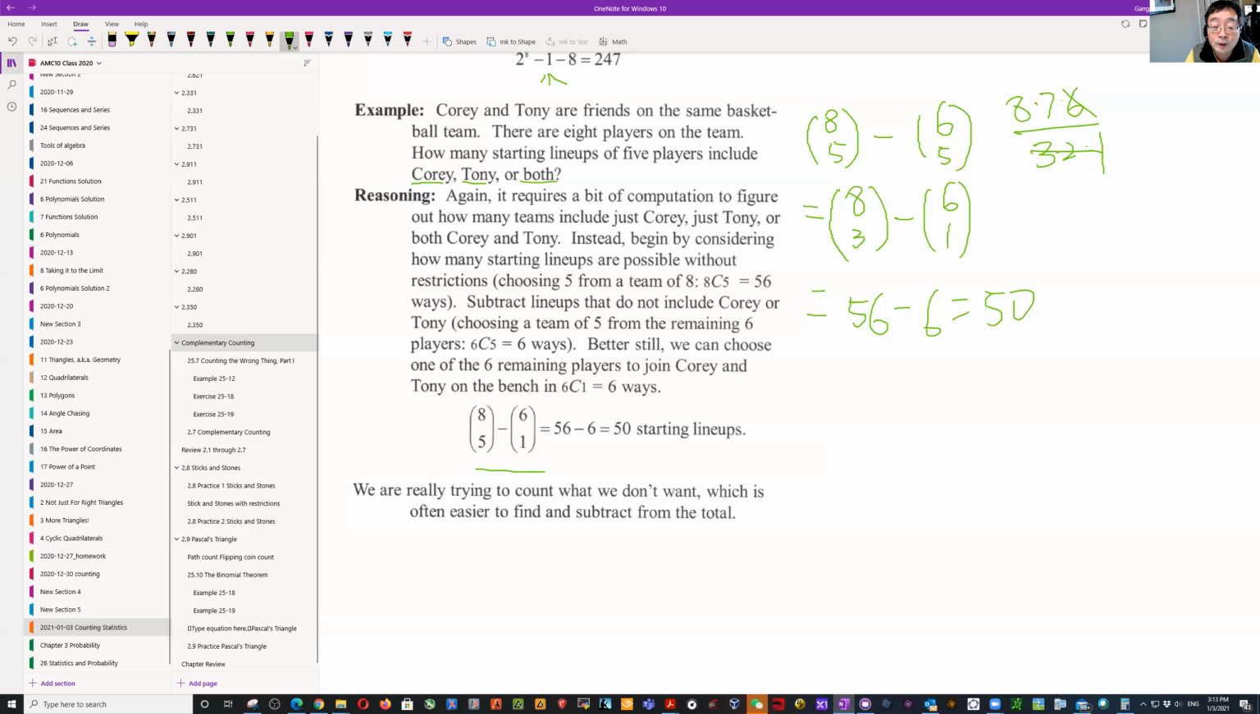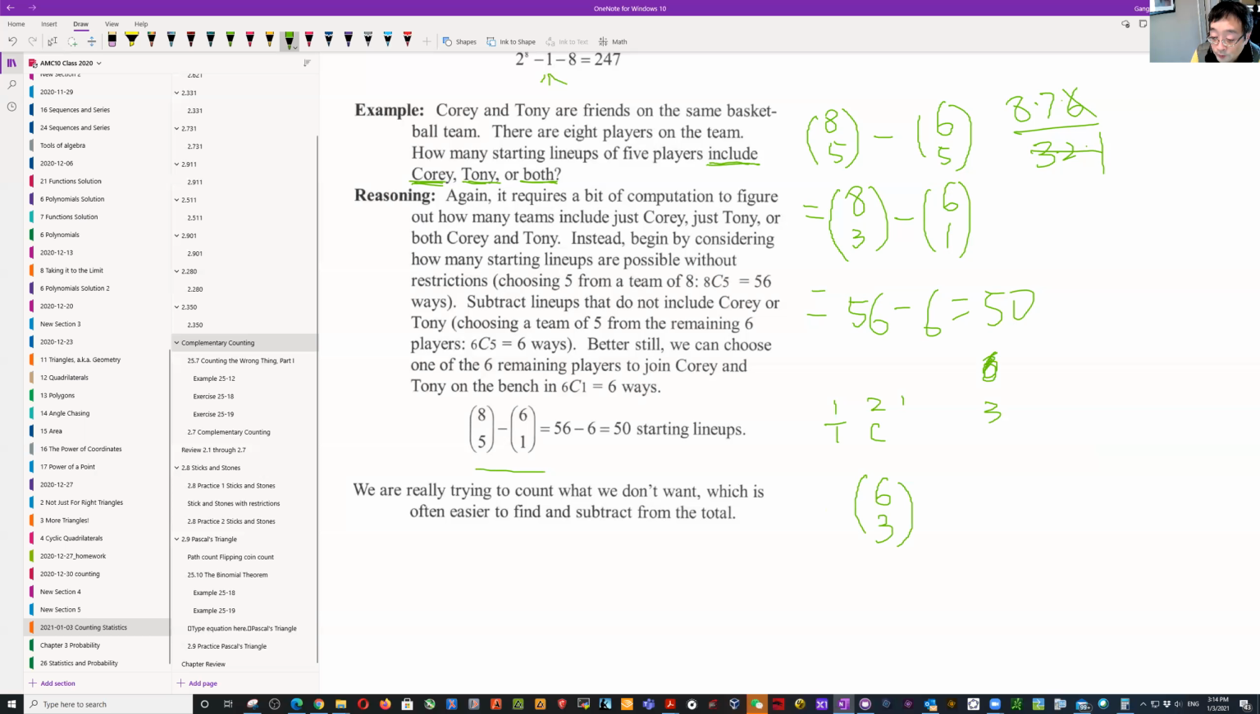Actually, it's also possible to do it by building up. Let's say we count lineups of 5 players including Corey, Tony, or both. Let's say including both. Then position 1 and position 2 are already Tony and Corey. Then of the remaining 8 players, we need to choose 3. Remaining, we have 6 players, so we have 6 choose 3. That's the first situation.